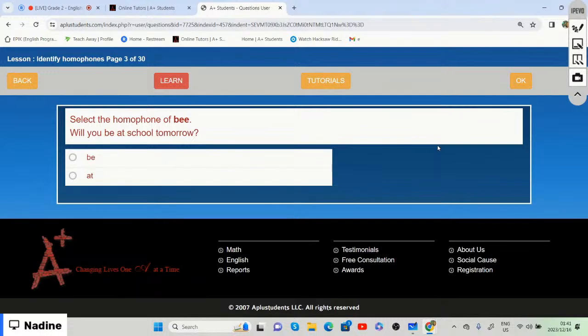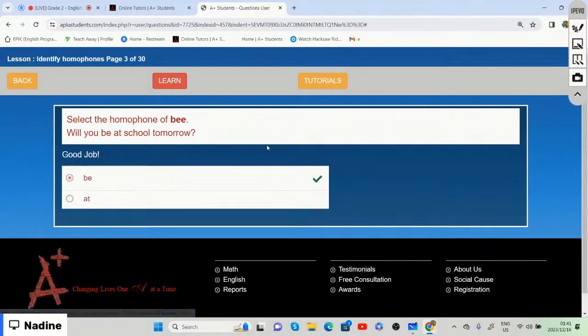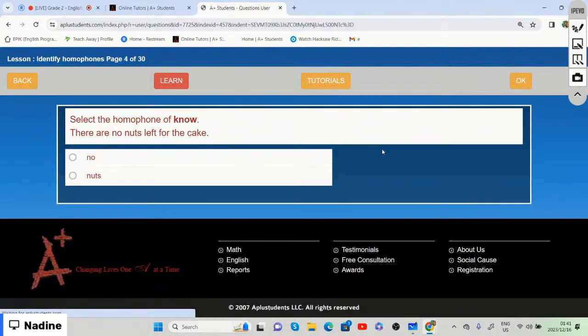And if we choose the word, right, the homophone, then we'll choose the first option, which is be. So be, which is the first option, and that is correct.